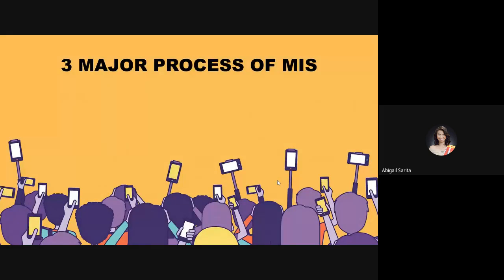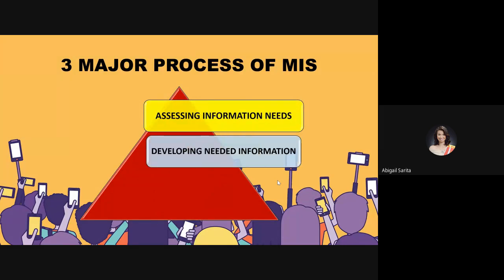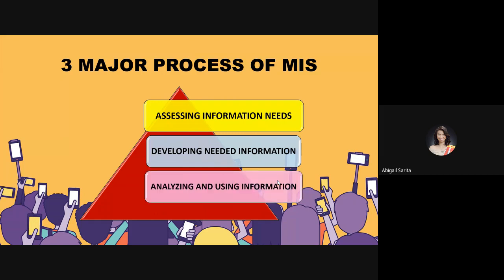Okay. Now, meron tayong three major processes of MIS, class, or marketing information system. How are we going to conduct or implement this MIS? So first is what we call assessing information needs. Second is developing needed information. Next is analyzing and using information. So these are the three steps in the pyramid of the process of MIS. Now we will tackle this one by one.